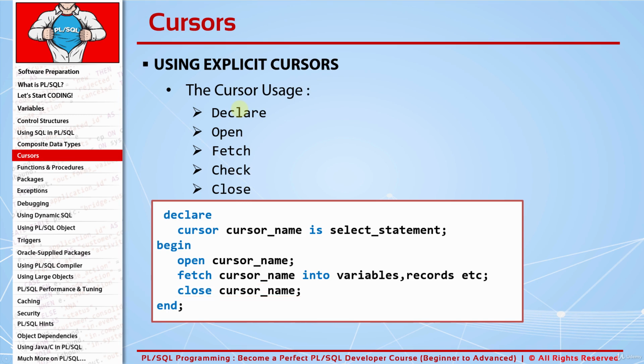Besides, if you try to fetch from a cursor that is closed, you will have an invalid cursor exception. We can check the status of the cursor too. We will see that. Now let's make an example and see how it works.